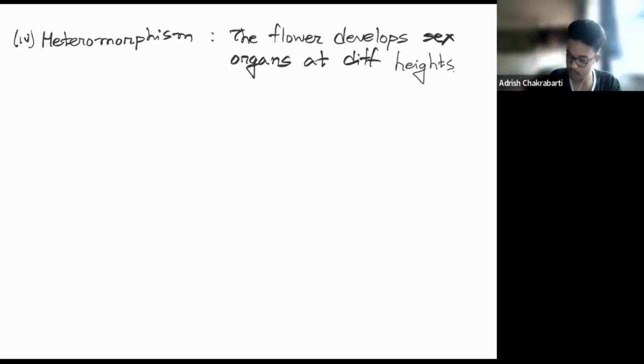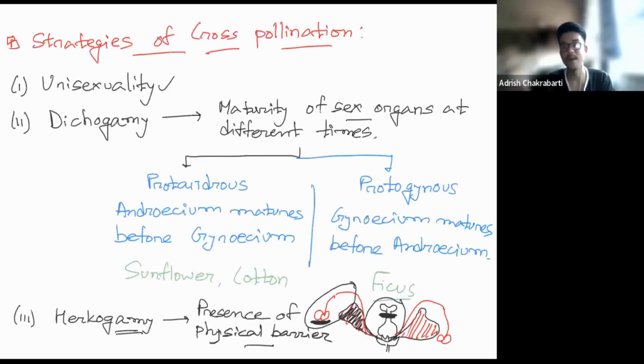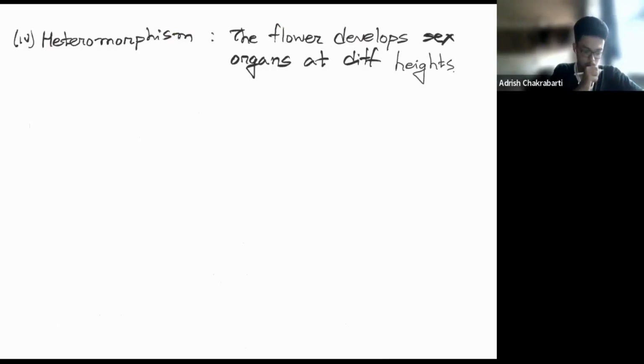So like the first point here is unisexuality in case of cross-pollination. It's just going to be bisexuality in case of self-pollination. You're going to say that in self-pollination we have cleistogamy. In cross-pollination we have chasmogamy. Next, dichogamy. The maturity is at different times in case of cross-pollination, maturity at same time in case of self-pollination. So these are pretty easy things. You can do it on your own.